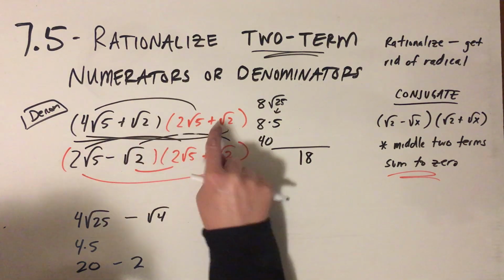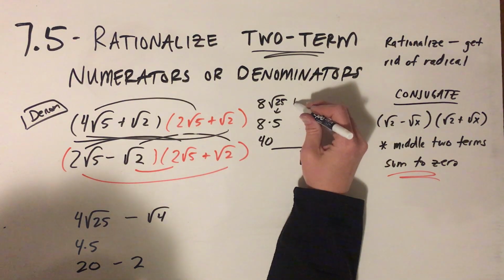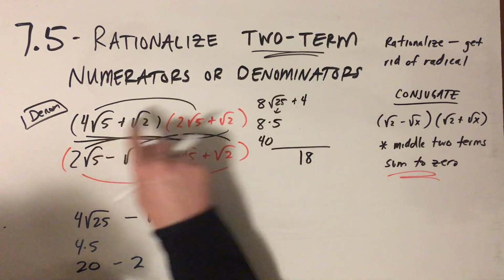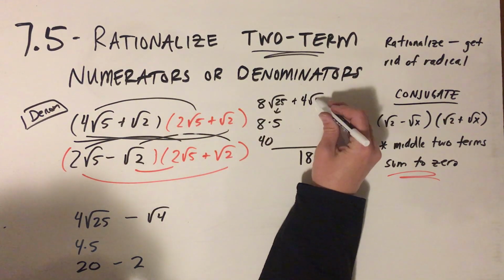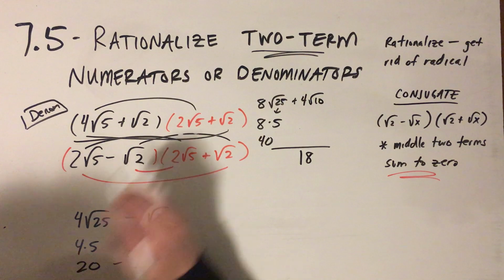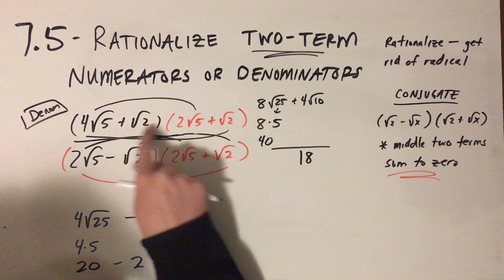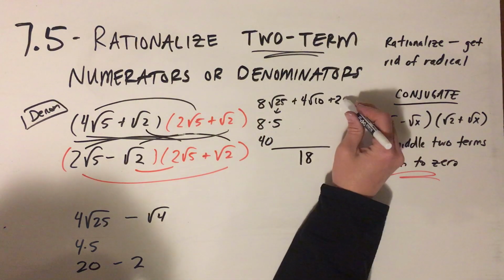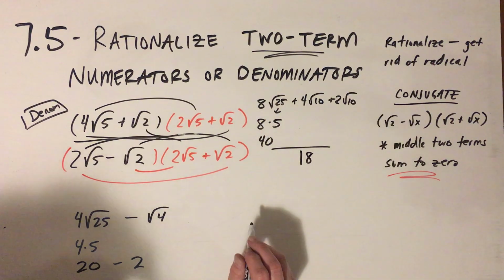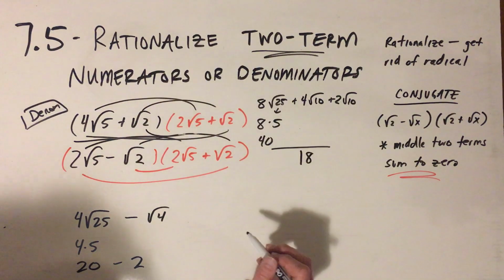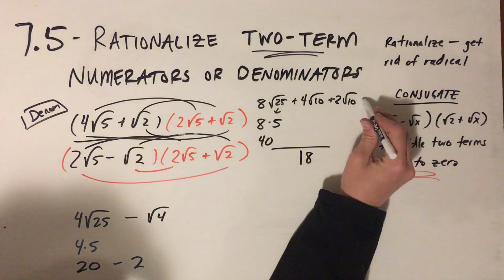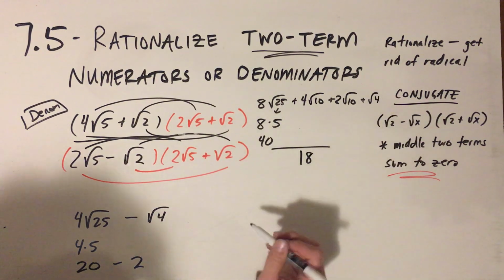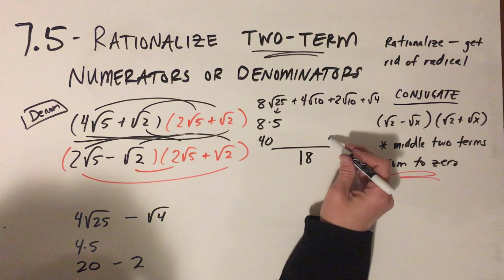So 4 times 1 is going to give me 4. The square root of 5 times the square root of 2 is going to give me square root 10. Now I'm going to do the inners. 1 times 2 is a 2. Square root of 2 times the square root of 5 is the square root of 10. Then I'm going to do the lasts. Square root of 2 times the square root of 2 is the square root of 4. But the square root of 4 is just 2.